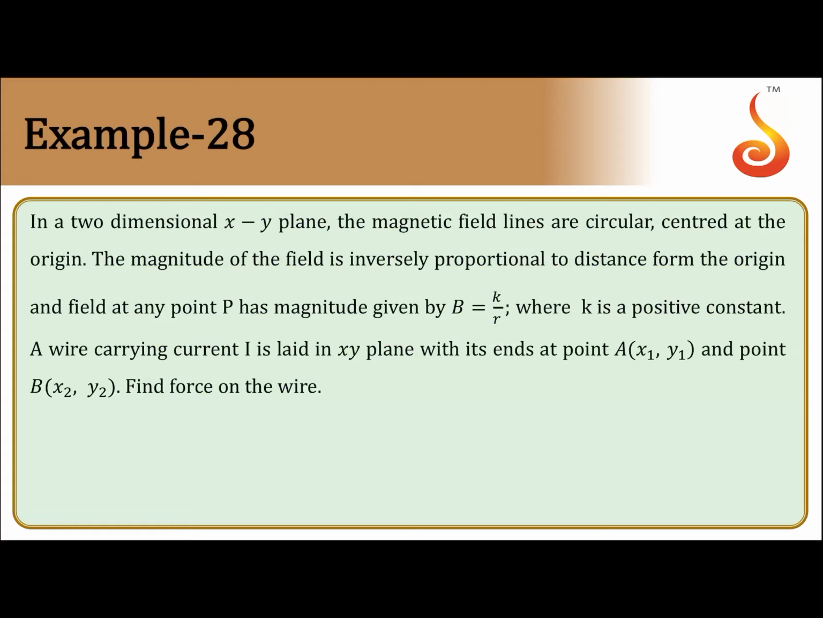Now in a two-dimensional xy plane, the magnetic field lines are circular, centered at the origin. The magnitude of the field is inversely proportional to the distance from the origin, and field at any point P has magnitude B is equal to K upon R, where K is a positive constant. A wire carrying current I is laid in the xy plane with its ends at points A and B. Find the force on the wire.